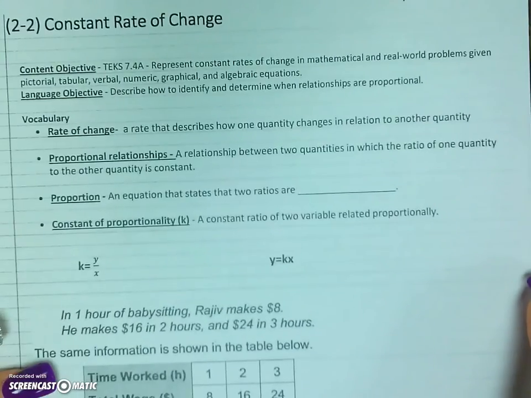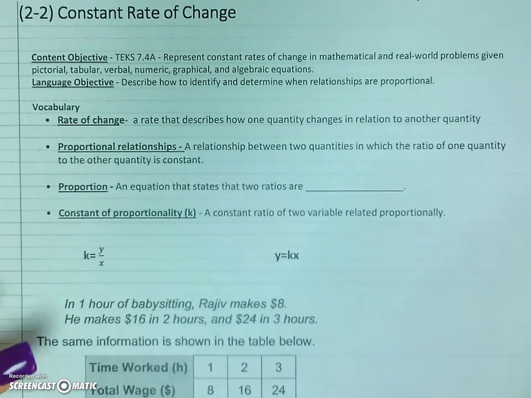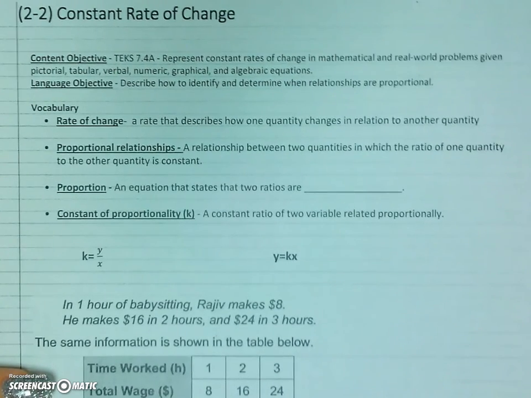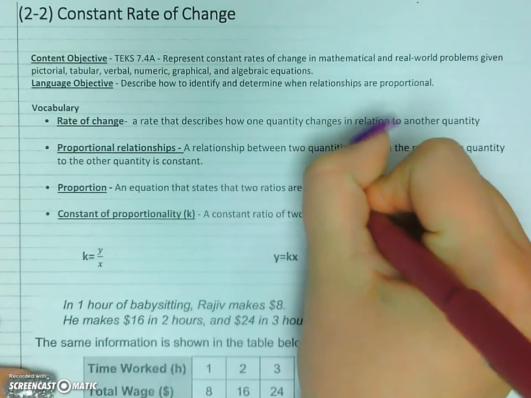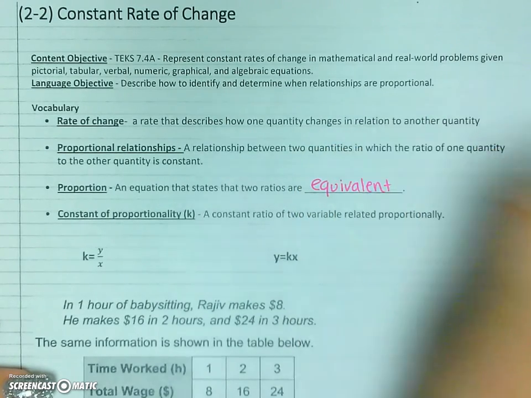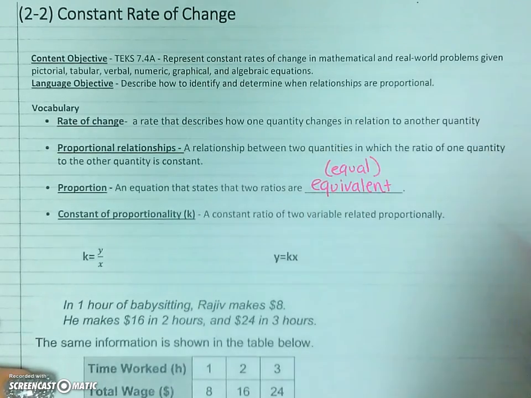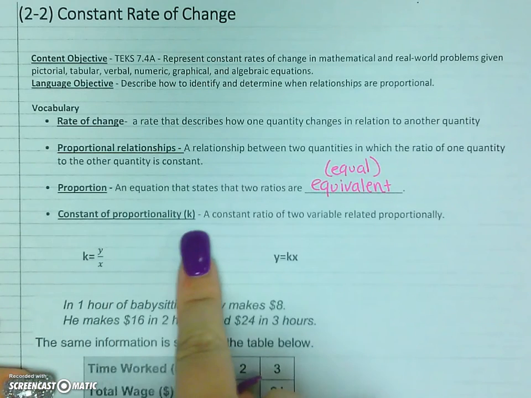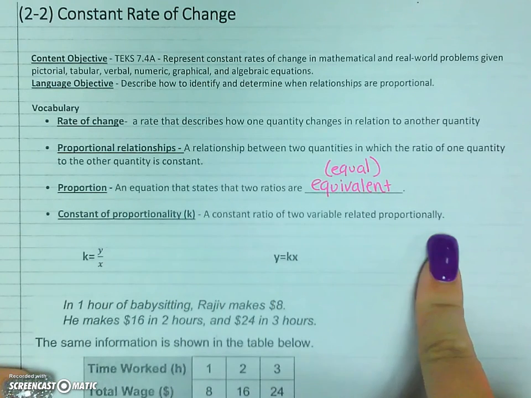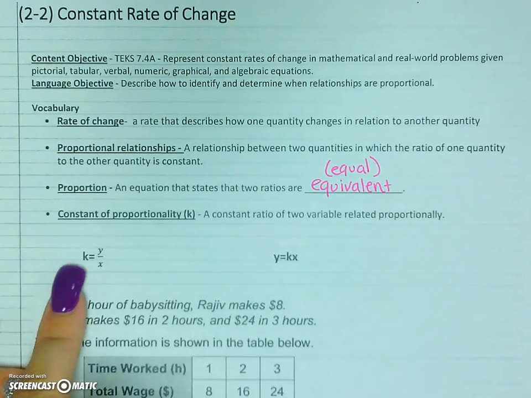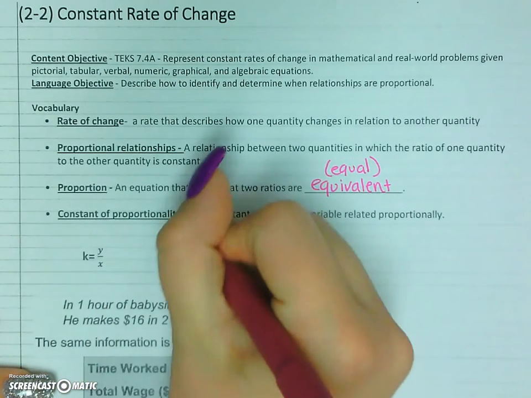We have rate of change, which we talked about on the other side, and then proportional relationships is just a relationship between 2 quantities in which the ratio of one quantity to the other quantity is constant. And then a proportion is an equation that states that 2 ratios are equivalent, which just means that they're equal. Okay? And then constant of proportionality K is a constant ratio of 2 variables related proportionally. So this is how we find our K. K is the constant of proportionality.